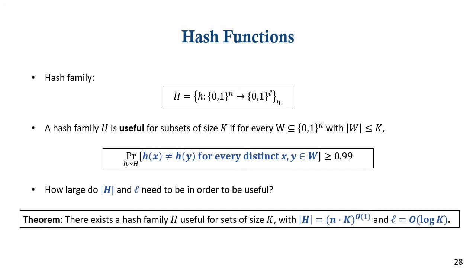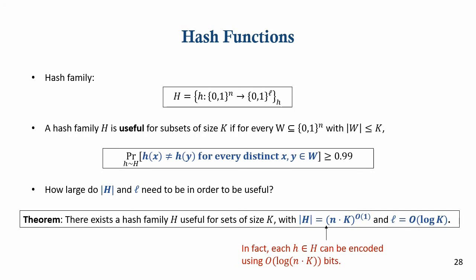And suppose we want to have a hash family that is useful for subsets of some size k. The question here is, how large do the hash family and L need to be in order for it to be useful? And there are known results in the literature which say that there exists a hash family H that is useful for sets of size k, where the number of hash functions in the family is polynomial in n times k, and the output length L of the hash functions is O of log k.